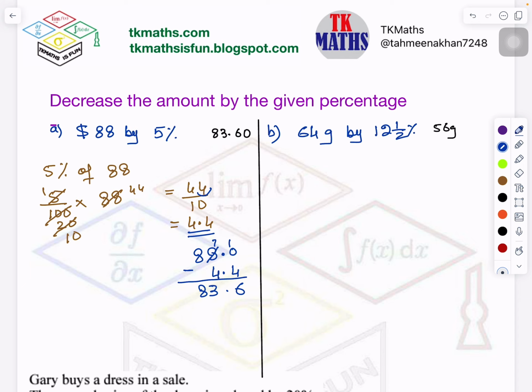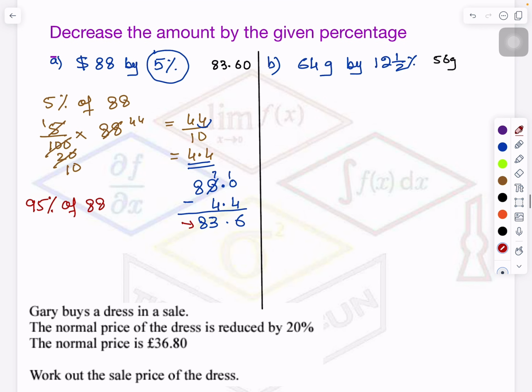And if you want to do it directly, what will you do? Because 5% is reduced, the actual thing is 100%. 100 minus 5 is what? 95. So you will do 95% of 88. This will give you this answer straight away, right? So just like this, 95 upon 100 into 88, and then you simplify it.